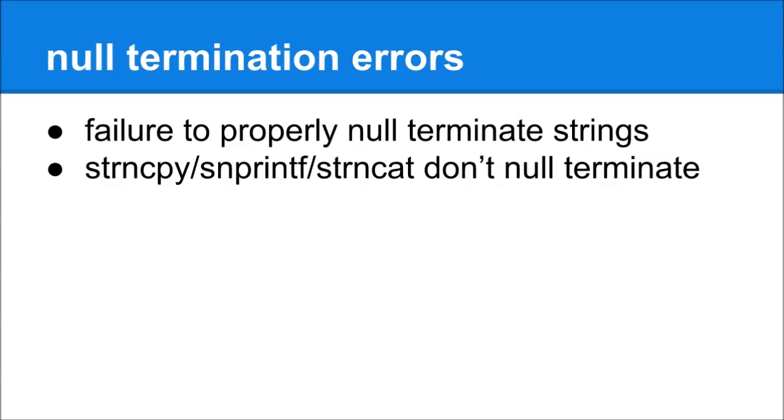So null termination errors occur when developers assume that some of these functions will null terminate their results for them. In many cases, they don't actually. Even the safe ones like string copy, snprintf, and string cat won't actually append a null byte onto the end of the result. So failure to account for that can lead to buffer overflows and memory corruption.